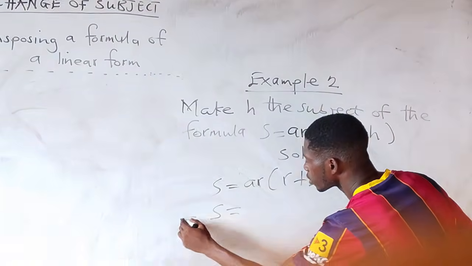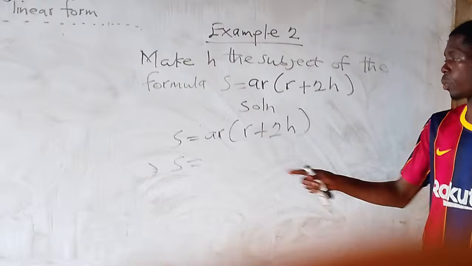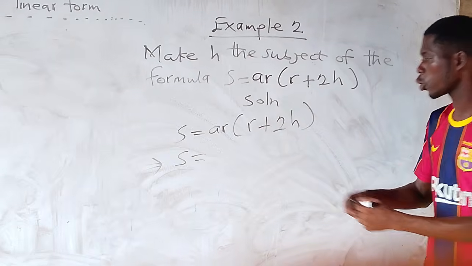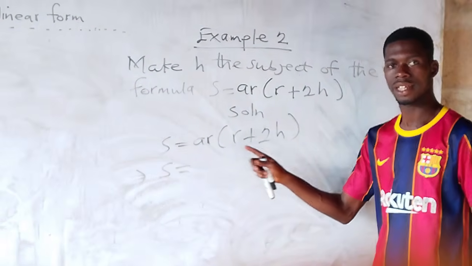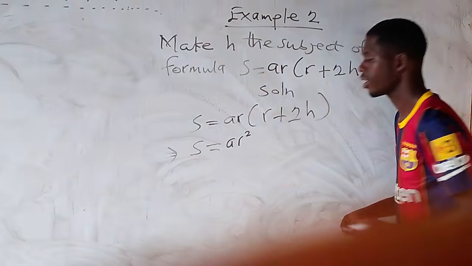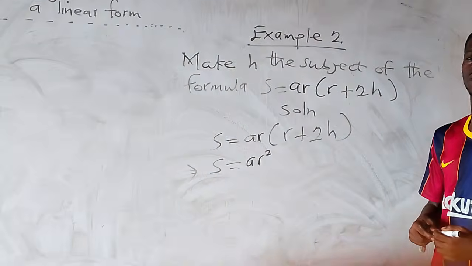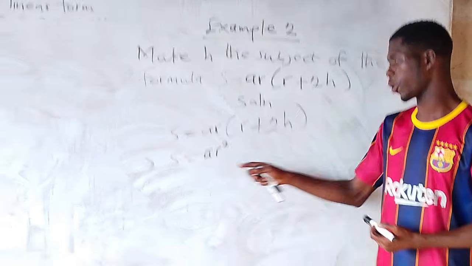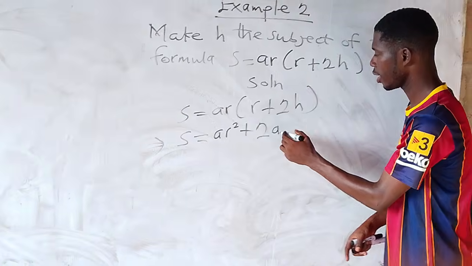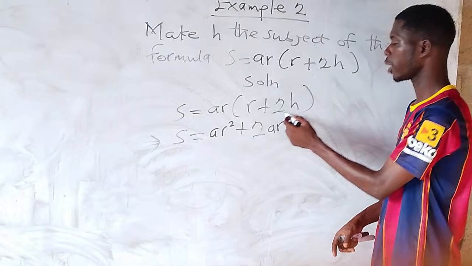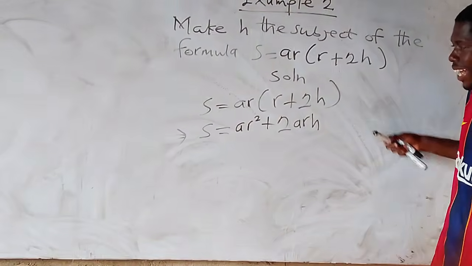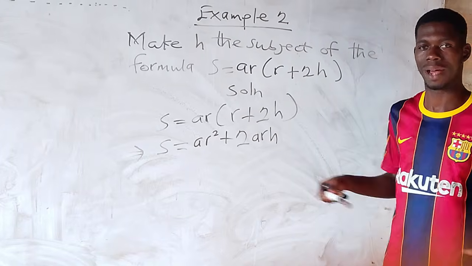S. Before we can solve, we're supposed to expand the bracket. AR here will multiply the R. AR multiplying R is AR squared. Then AR multiplied by 2H gives 2ARH. That's multiplication, right? So now we have expanded the brackets.